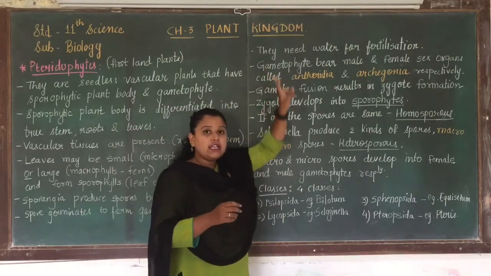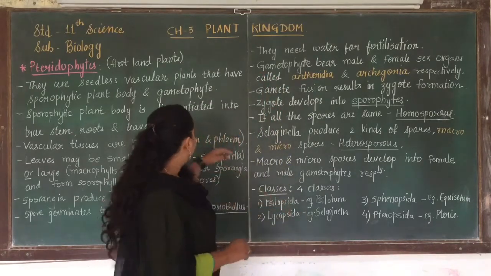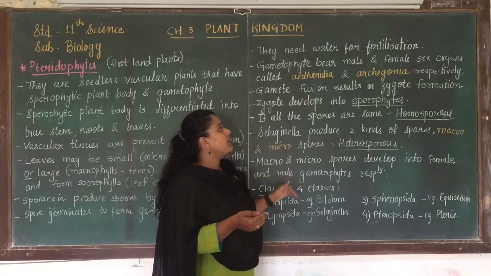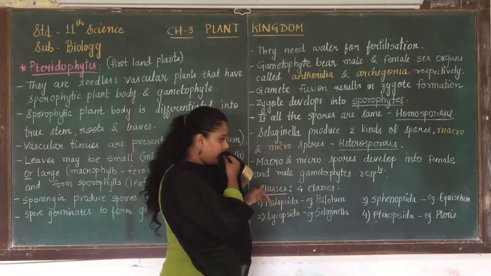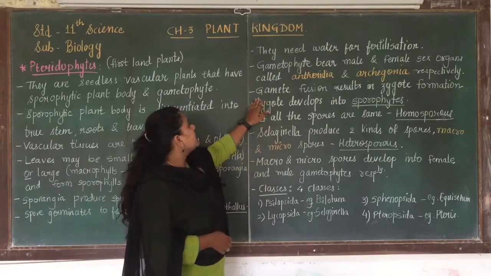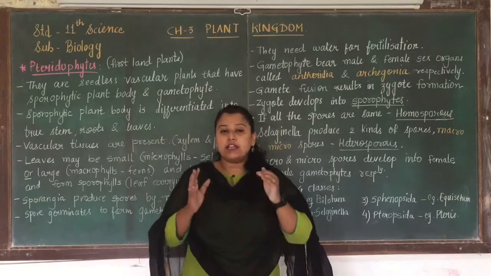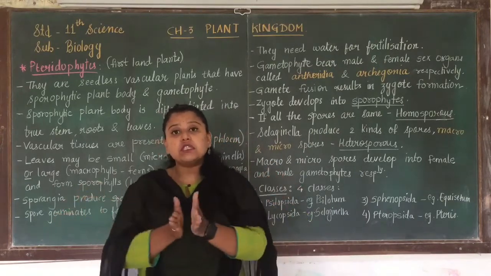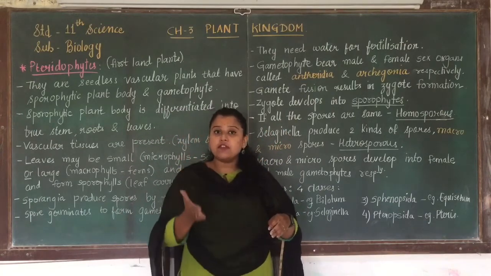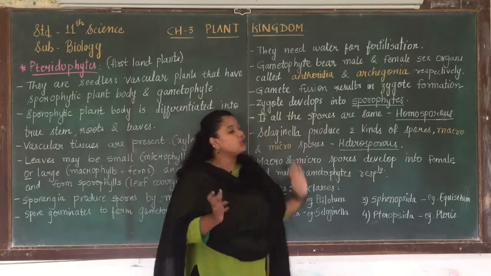This gametophyte is having what? Two types, that is male and female. Gamete fusion results in zygote formation. When the gametes, that is the male and female gametes, are fusing with each other, they form what? Zygote. So upon the fusion of the male and female gametes, what happens? The zygote is formed. The zygote develops into sporophytes.